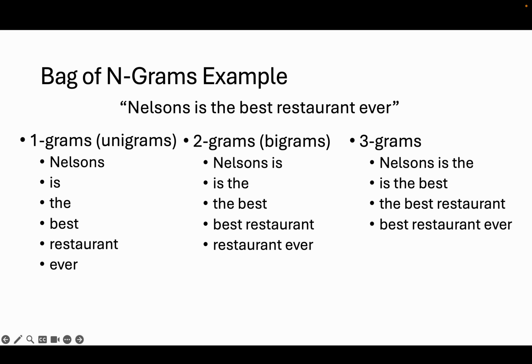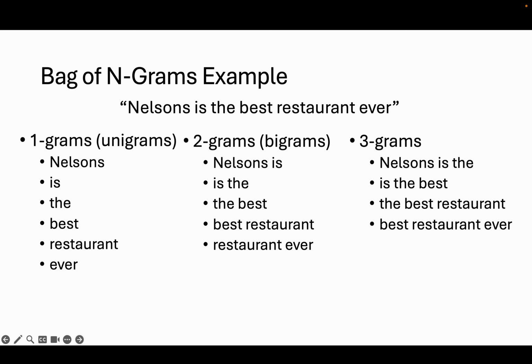Bag of n-grams is a natural extension of bag of words. It's another way to represent the document. An n-gram is simply any sequence of n tokens or words. For example, let's use the following phrase: Nelson's is the best restaurant ever. For the 1-grams or unigrams, each word is considered individually: Nelson's, is, the, best, restaurant, ever.